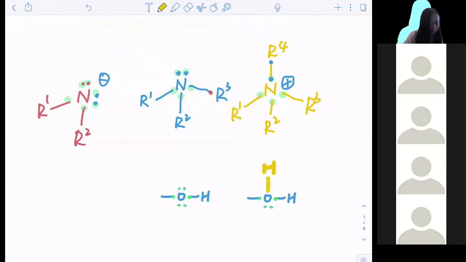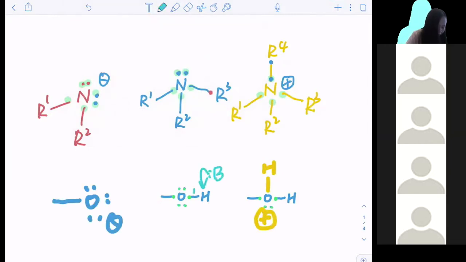So you might see a positive charge like that in a way that a base grabs the hydrogen and transfers the electrons. So this is this. So that's the neutral, negative, and positive charge for oxygen.